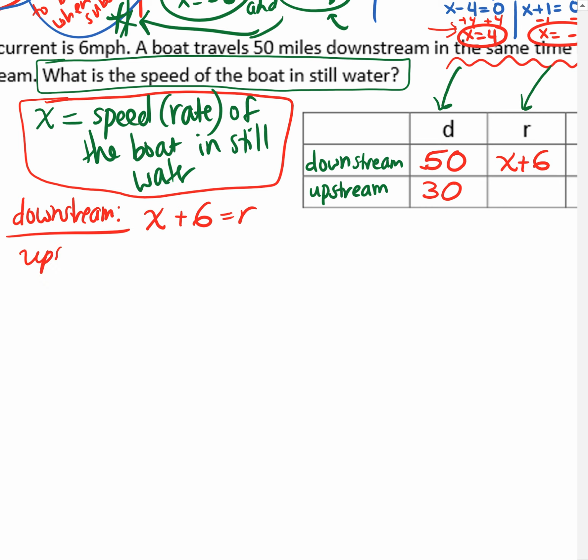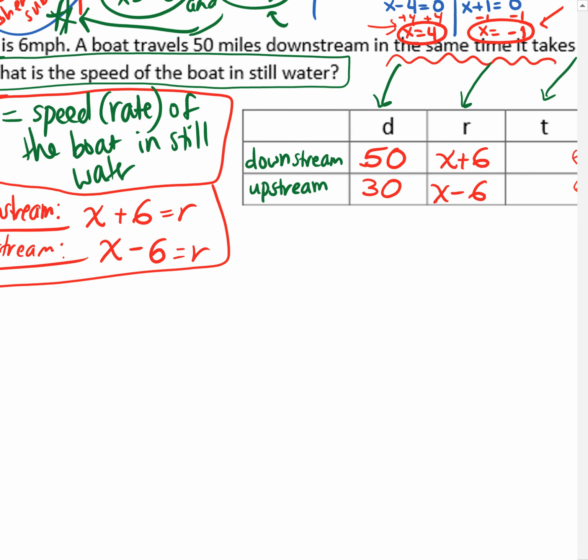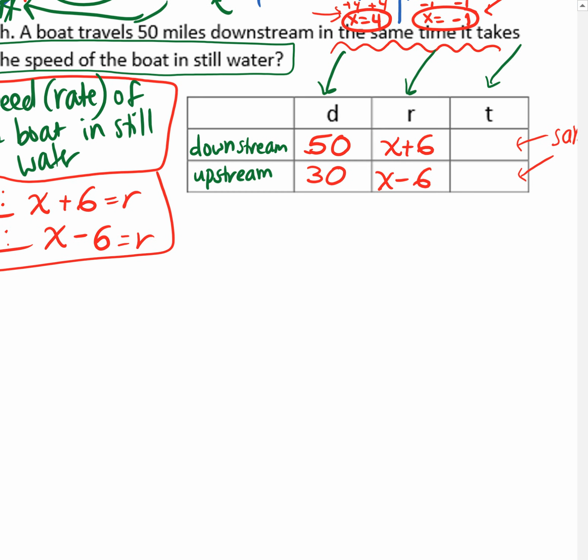Upstream, though, you're having a harder time. If there was no current, I'd be going X miles an hour. But since the current's pushing against me at 6 miles an hour, my new rate is going to be whatever speed I was going normally minus 6. I'm going 6 miles an hour slower because of that current. So notice the 6 did end up in our rate, but it wasn't our entire rate. It just kind of had to do with it.